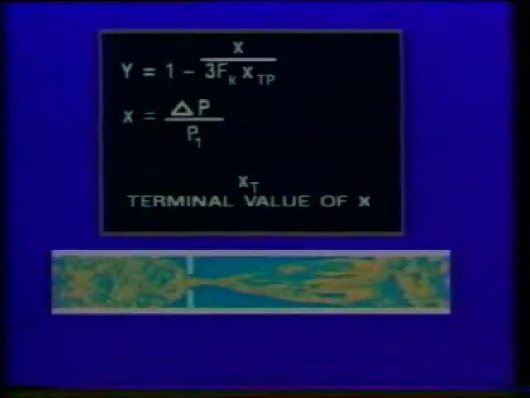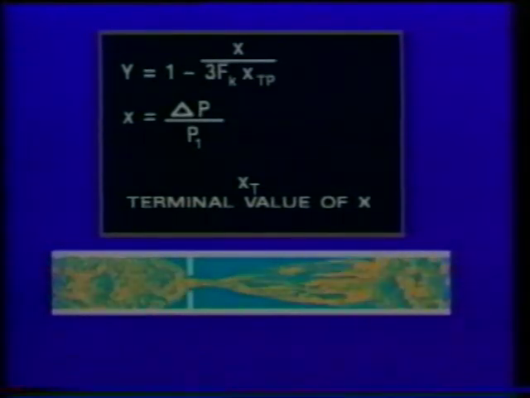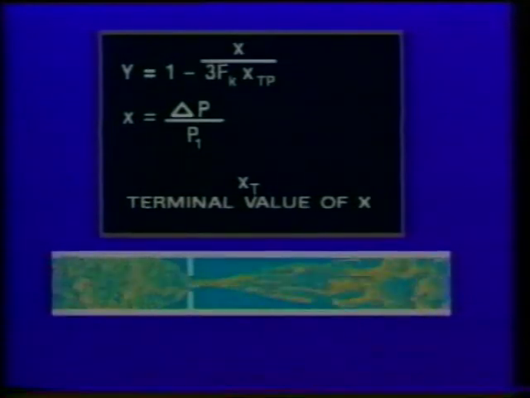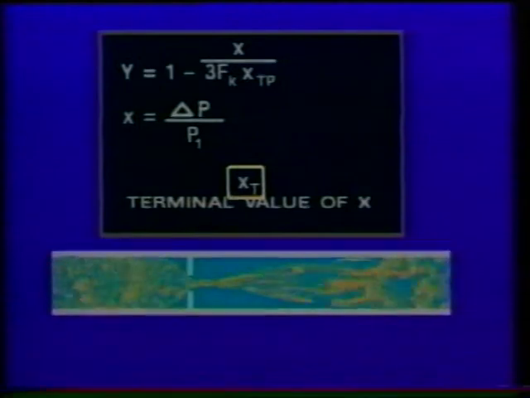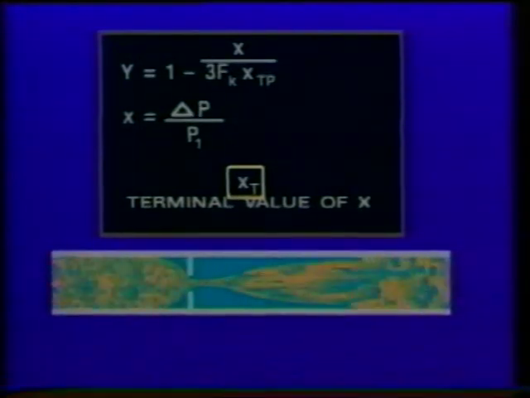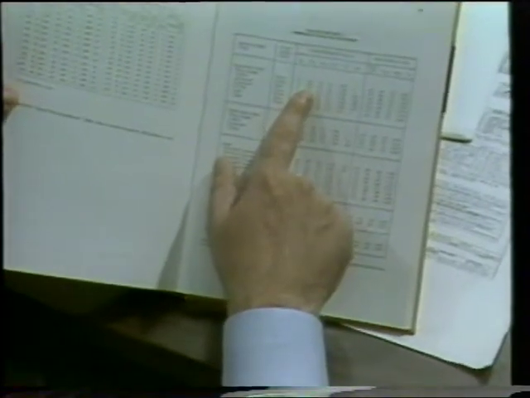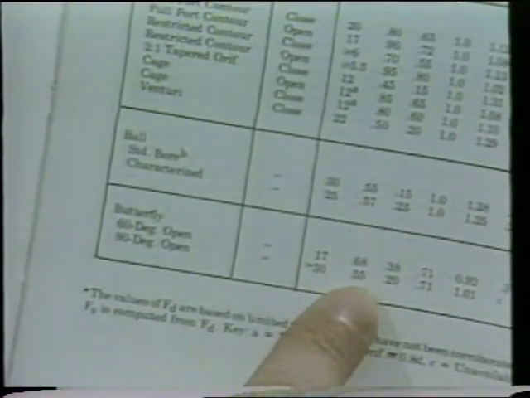X sub t is the terminal or limiting value of X. Values of X greater than X sub t do not result in any increase in flow. So this is the largest value of X that can be used in our equations. Values for X sub t can be found in a variety of reference charts. These values have been determined in the laboratory using air as the test medium.